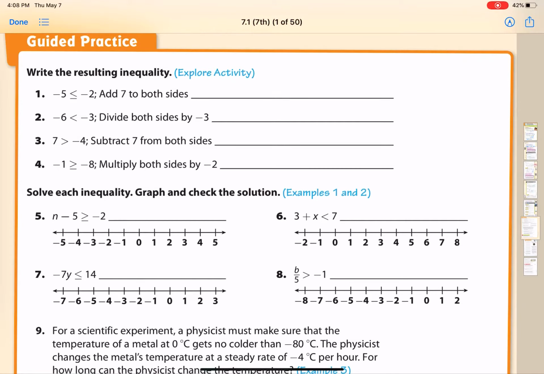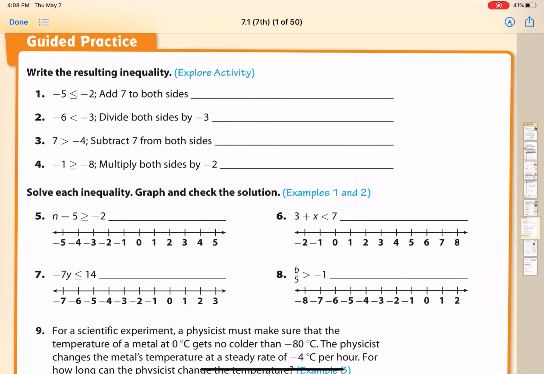This is for 7th grade on 7.1 on solving or writing inequalities. Be on the lookout for answers to be sent to your email, but I am going to work through the guided practice here, and hopefully this will help re-explain everything that you should have read through in the lesson.